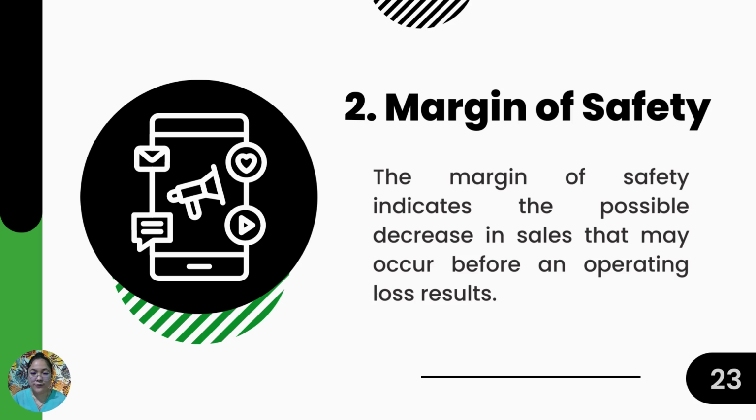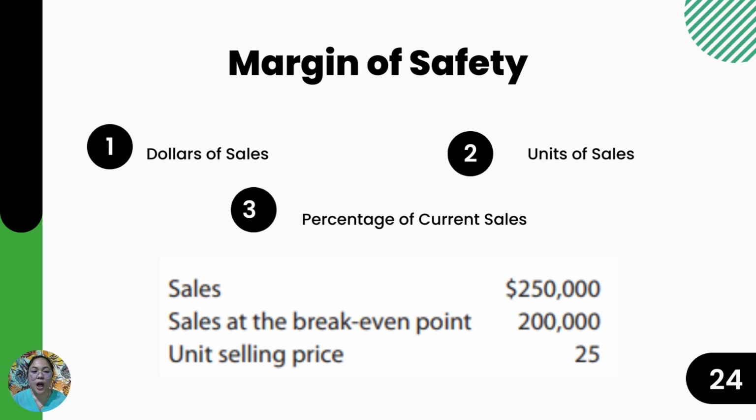Let's go to the margin of safety. The margin of safety indicates the possible decrease in sales that may occur before an operating loss results. Thus, if the margin of safety is low, even a small decline in sales revenue may result in an operating loss. A margin of safety can be expressed in three ways: dollars of sales, unit of sales, and percentage of current sales. From the data provided on your screen, let's compute the margin of safety.